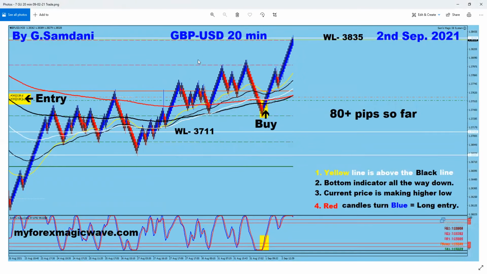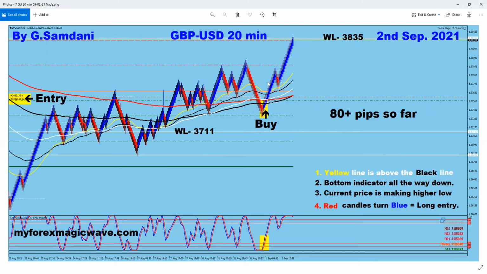And then on the second, this is Pound USD, just the opposite. And you can see the conditions are just the opposite. Yellow is above the black, this indicator all the way down. Price is making a double bottom. It's okay, right? As long as everything else is in place. And then red candles, boom. Few blue candles, and I opened the trade, and my SL was here. When it moved up there, it hit 738, 35, I closed it for 80 pip, simple as that.